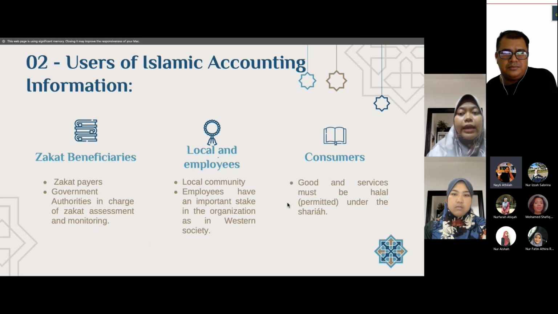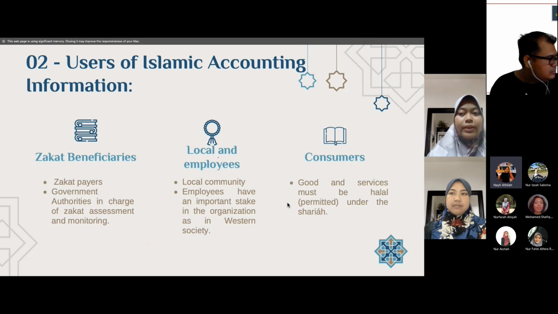Next will be the local community and employees, memandangkan employees mempunyai kepentingan penting dalam sebuah organisasi. Dan akhir sekali ialah consumers, as long as goods and services tu halal, which is permitted under the Sharia compliance.